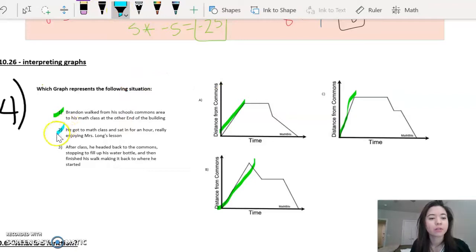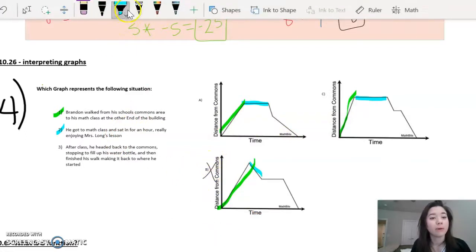Next one, he got to math class and sat in for an hour. So that means he's not moving. He was on a break. Not moving means we should see a flat line. A and C give me the flat line, whereas B tells me he turned around and walked back for some reason. He did not sit for an hour and do nothing. So it can't be B.